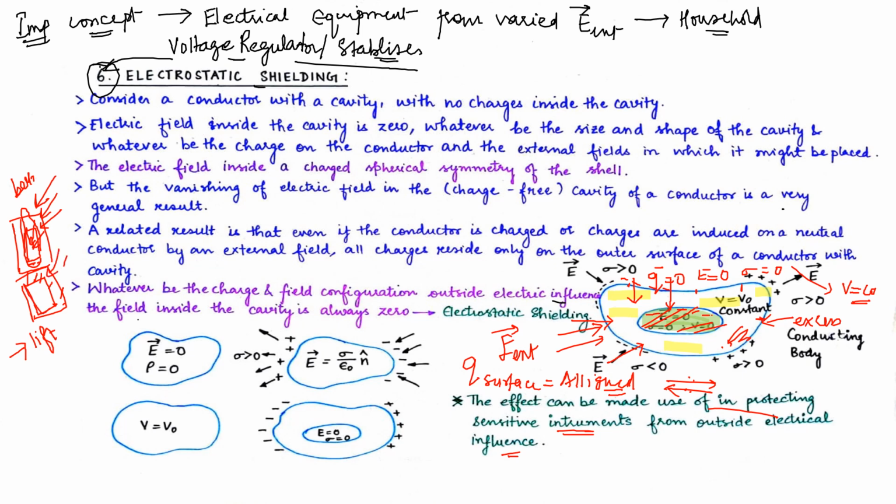So whatever charge is coming, they reside on the surface. They will never come inside. So a person inside the lift is always safe in case of electrical mishaps. But a person outside and touching this surface can get a good electrical shock. So never touch the outside of a lift. You are protected inside this particular lift.